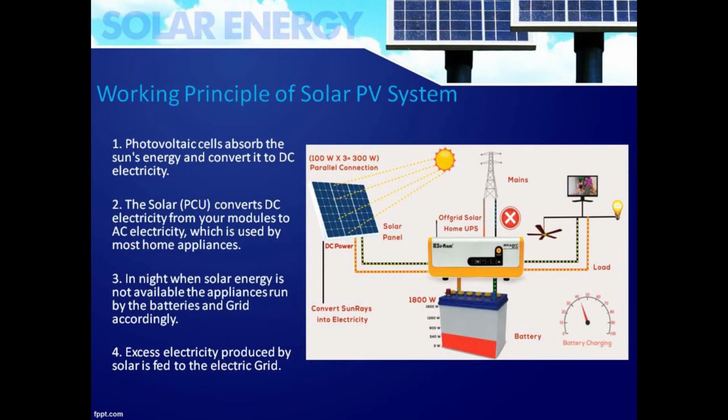Working principle of solar PV system. 1. Photovoltaic cells absorb the sun's energy and convert it to DC electricity. 2. The solar PCU converts DC electricity from your modules to AC electricity, which is used by most home appliances. 3. At night when solar energy is not available, the appliance is run by the batteries and grid accordingly. 4. Excess electricity produced by solar is fed to the electric grid.